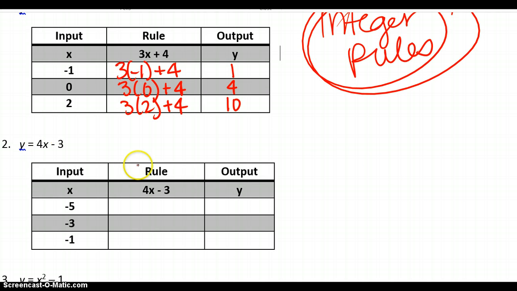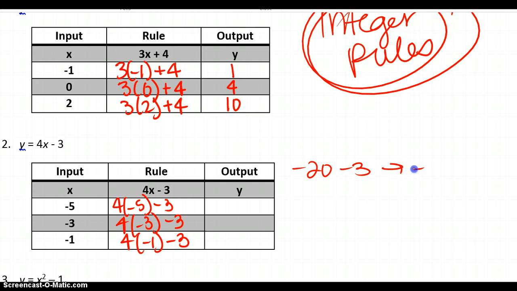Number 2, y equals 4x minus 3. 4 times -5 minus 3. 4 times -3 minus 3. And 4 times -1 minus 3. 4 times -5 is -20. -20 minus 3, remember, is the same thing as -20 plus a -3, which is -23. 4 times -3 is -12. -12 minus 3 is -15. Next one, 4 times -1 is -4. -4 minus 3 is -7.